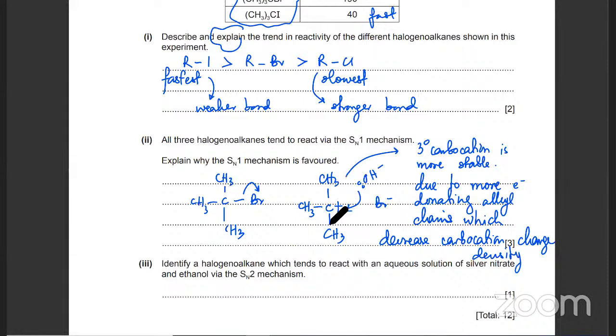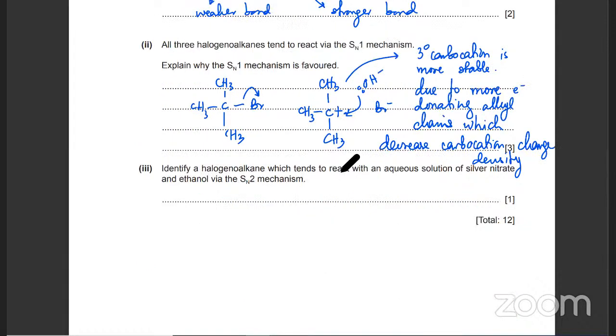So the positive charge becomes smaller and the Br-1 can easily leave the carbocation. So identify a halogenoalkane which tends to react with the aqueous solution of silver nitrate via SN2 mechanism. So that must be a primary halogenoalkane. Not really sure, it could be any formula over here, any primary halogenoalkane.